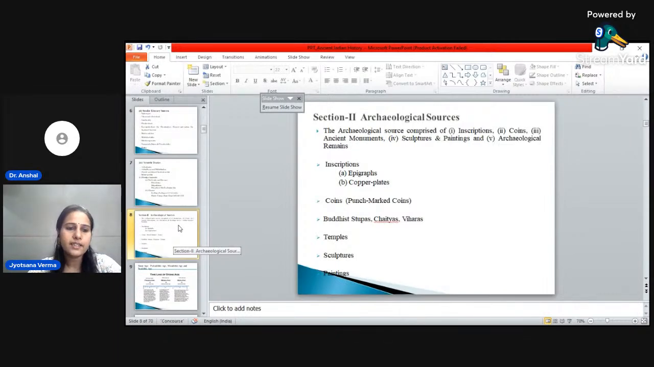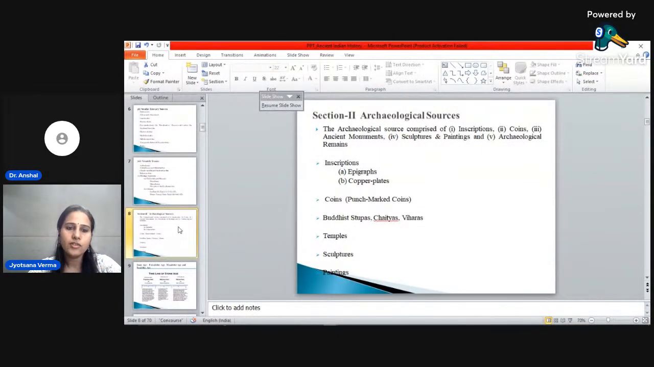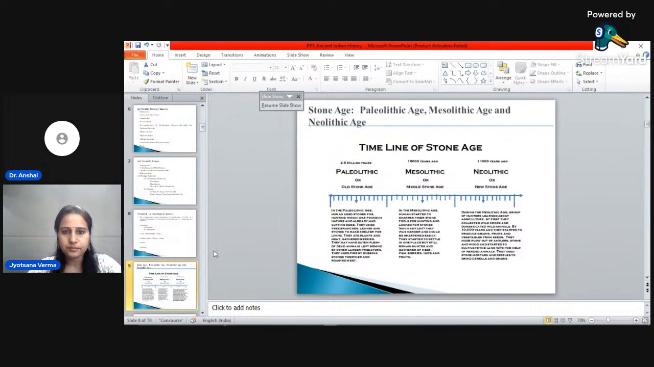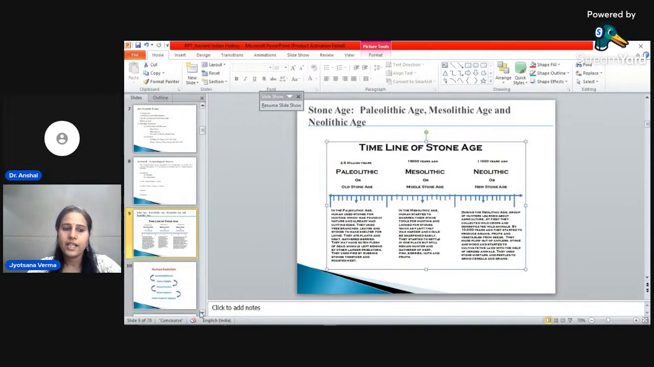So let me come to the next theme of ancient Indian history. This is the Stone Age. This is also the age of human evolution. This age is divided into three categories: Paleolithic Age, Mesolithic Age, and Neolithic Age. The Paleolithic Age time period was 2.5 million years ago, Mesolithic was 15,000 years ago, and Neolithic was 11,000 years ago.